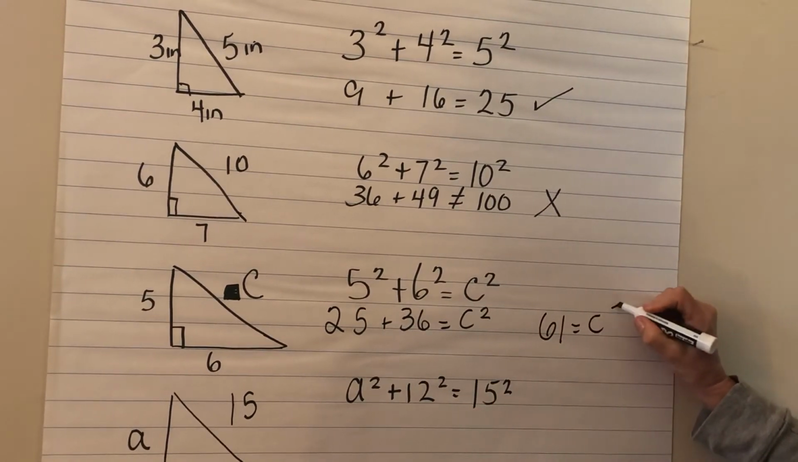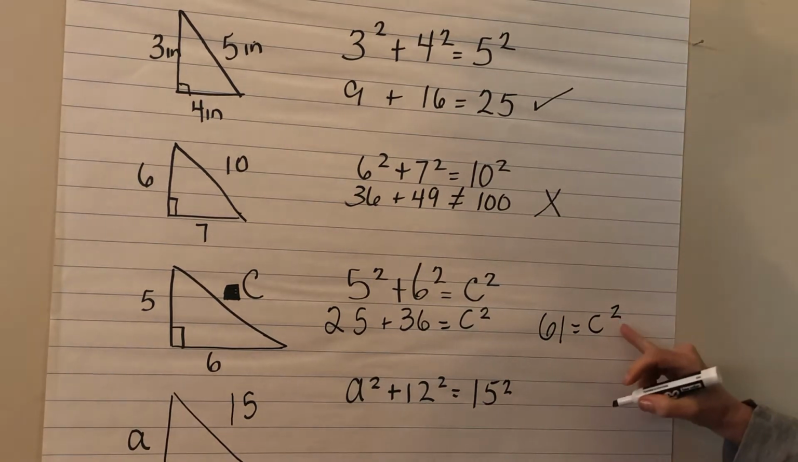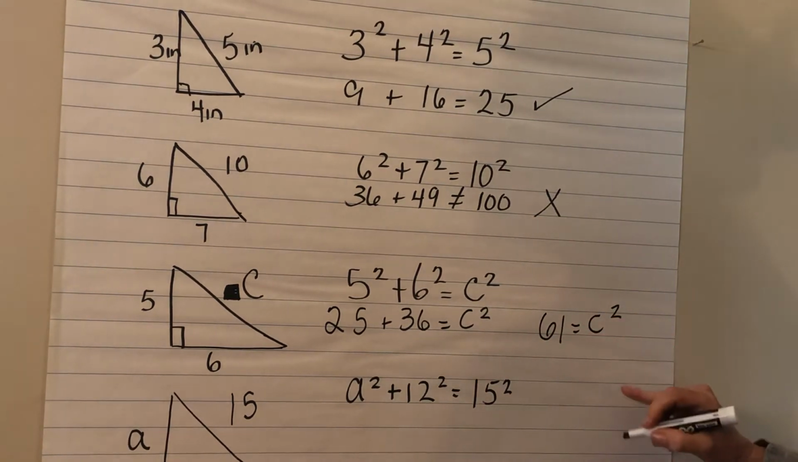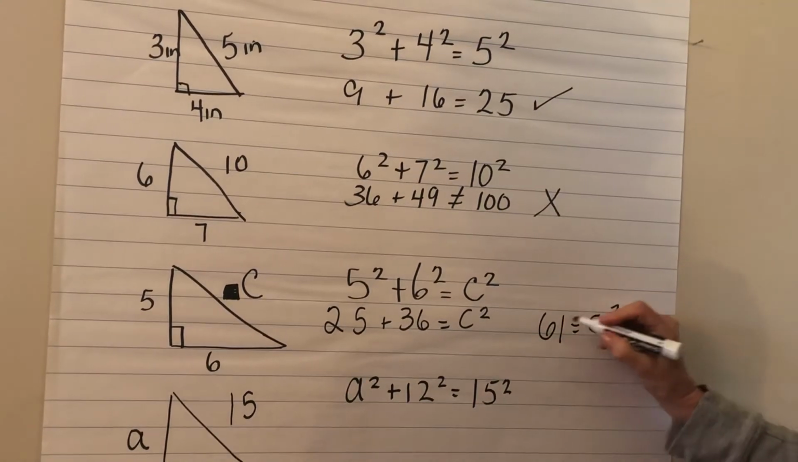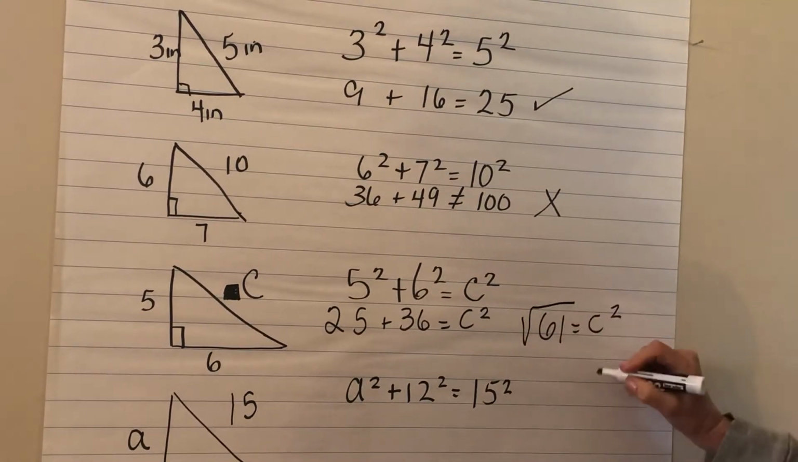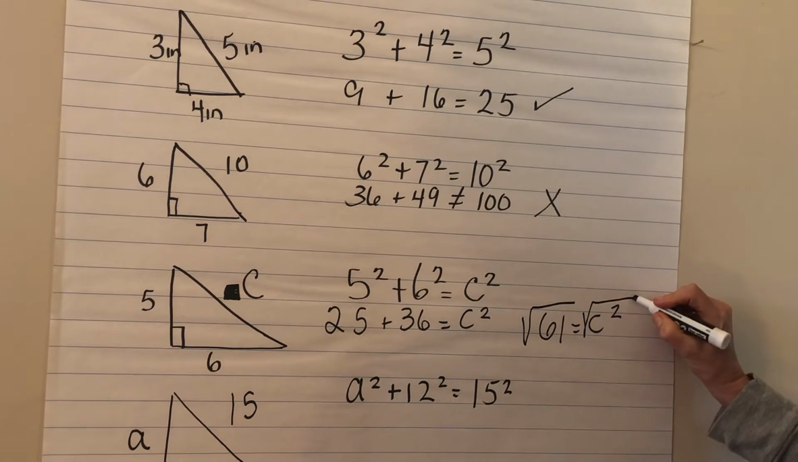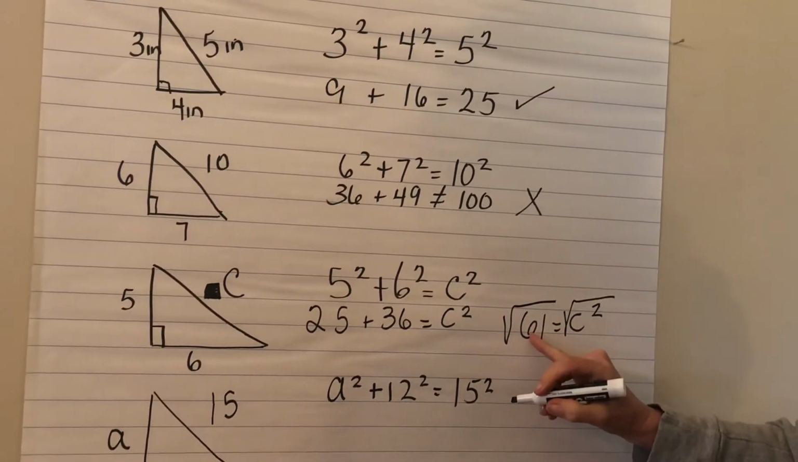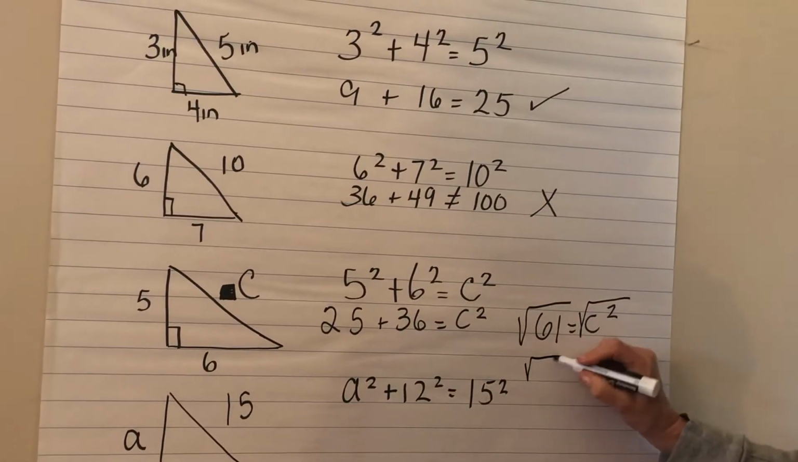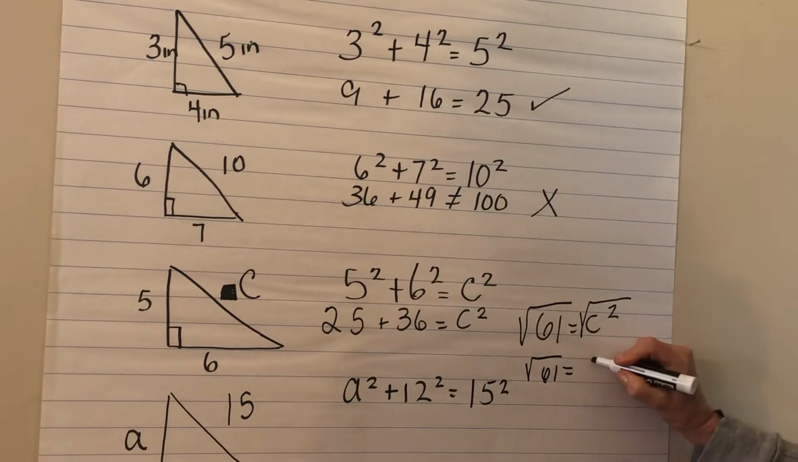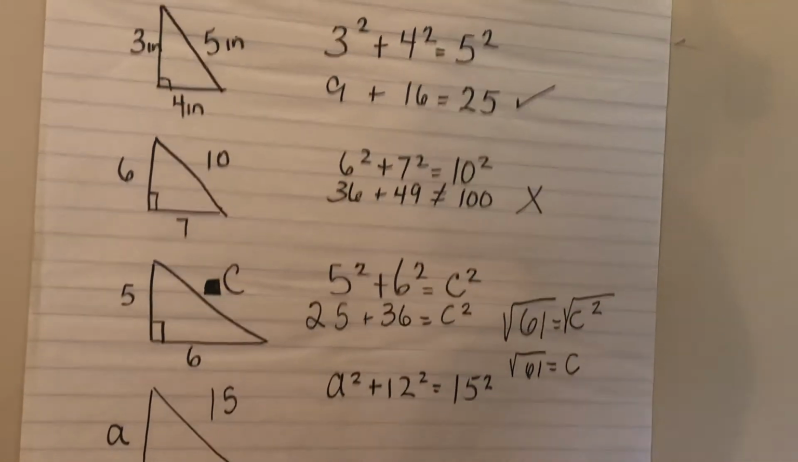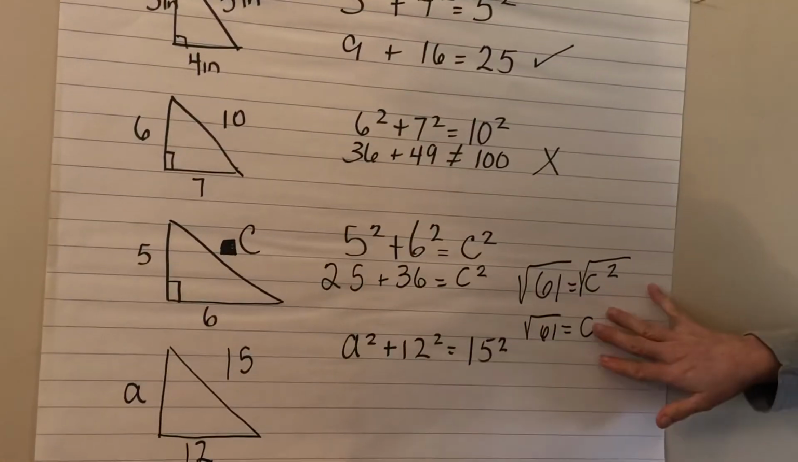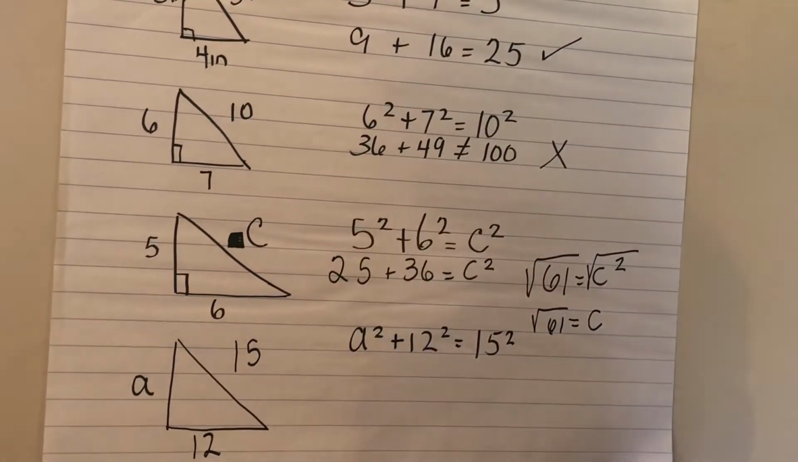61 equals C squared. Now that tells us what C squared is, but if I want to figure out what the value of C is, I have to square root both 61 and C squared. So the square root of 61 equals C. Then you can use your calculator to find the square root of 61. So that's how we figure out that missing side.